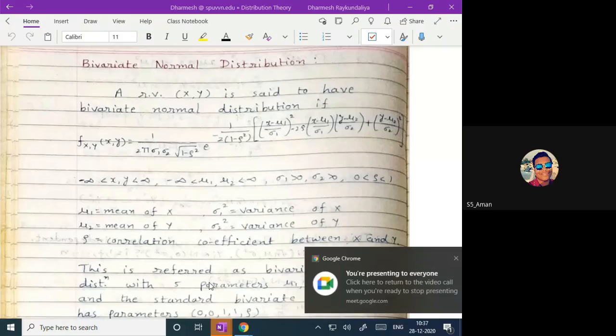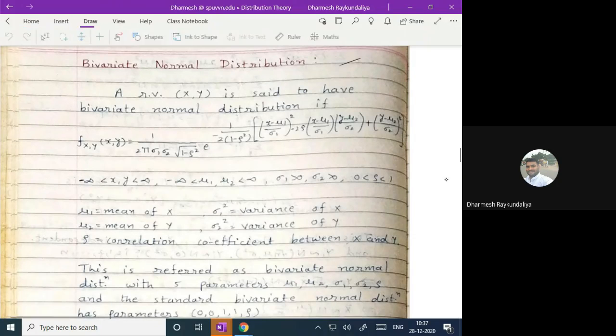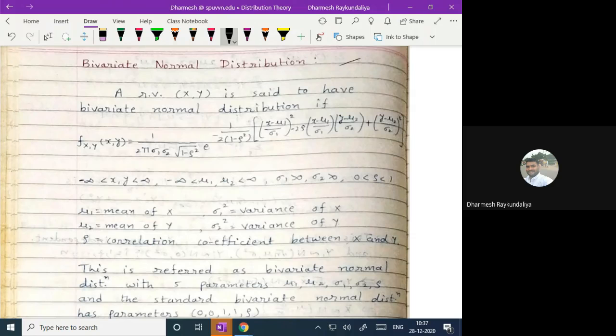Okay, so today we will discuss the bivariate normal distribution. Till today we have discussed the univariate normal distribution. Now we'll talk about the bivariate normal distribution.